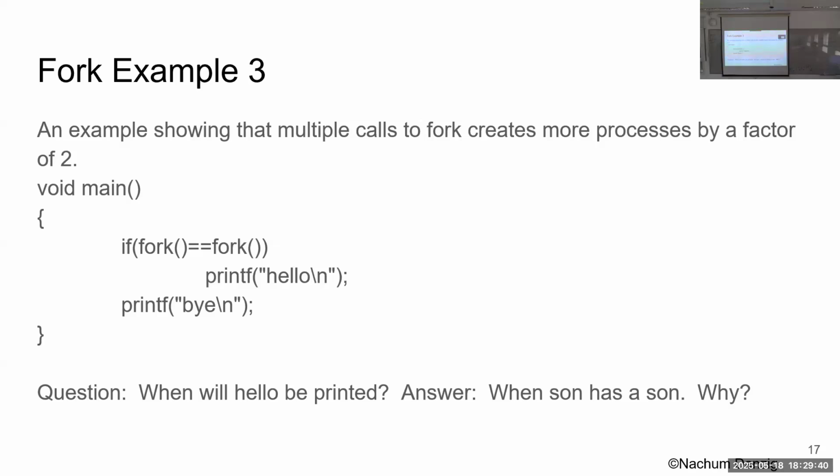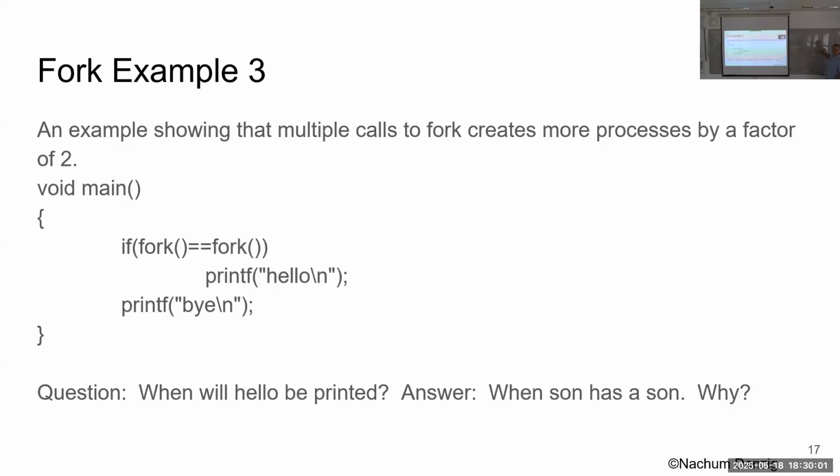I don't want to embarrass you. Let's get your question clear. Are there one or two processes? I'm saying that there was one process, is that correct? There are four processes, and one of them will print hello. Who? When the child has a child.